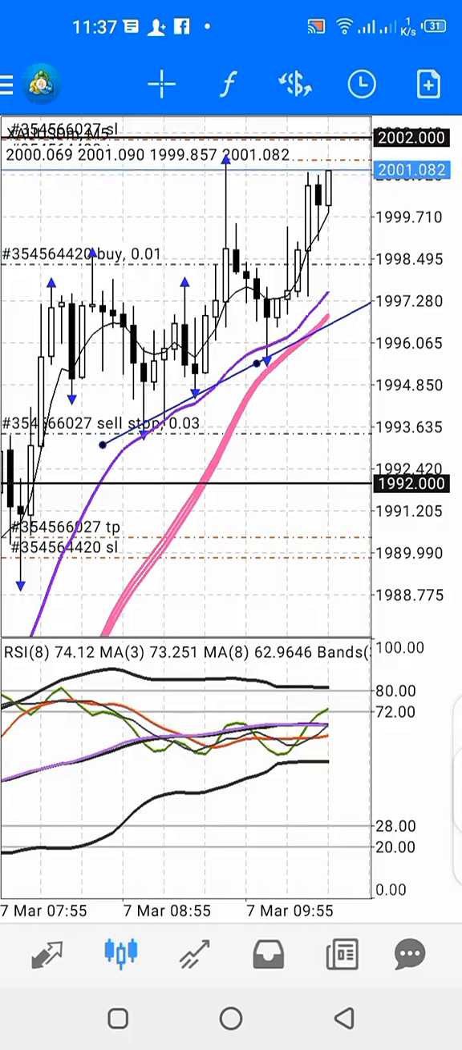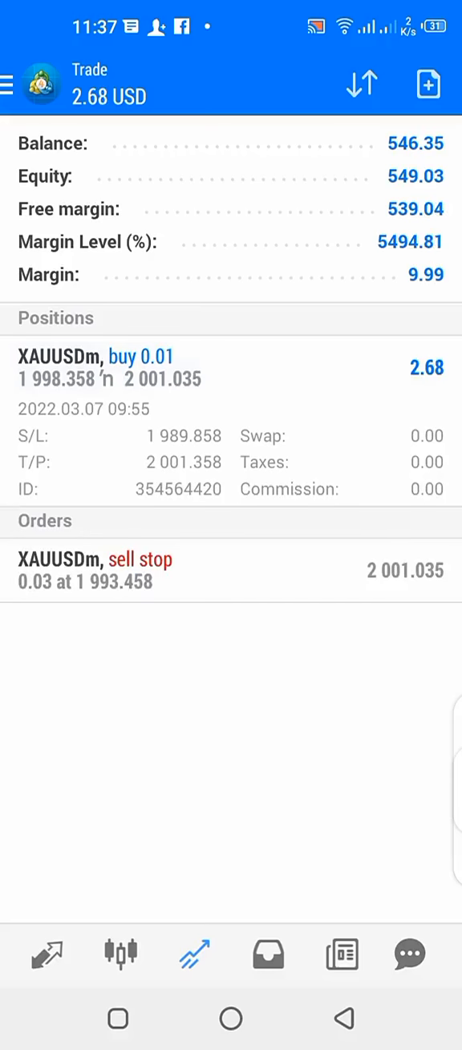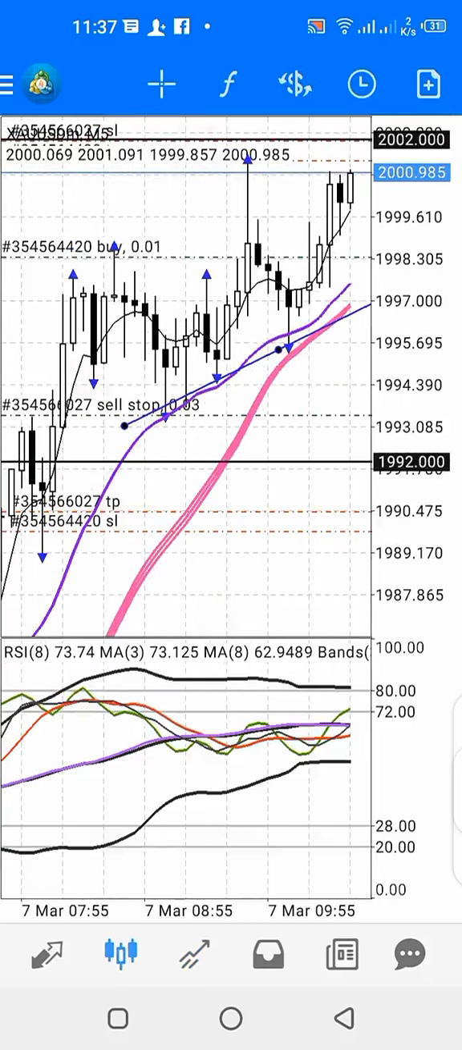Don't forget the psychological level at the 2 mark, which is 2002. The next level above it is 2012. Below it is 1000. Okay, price about to trigger my take profit. Next level below is 1992. The next psychological level below it is 1982.